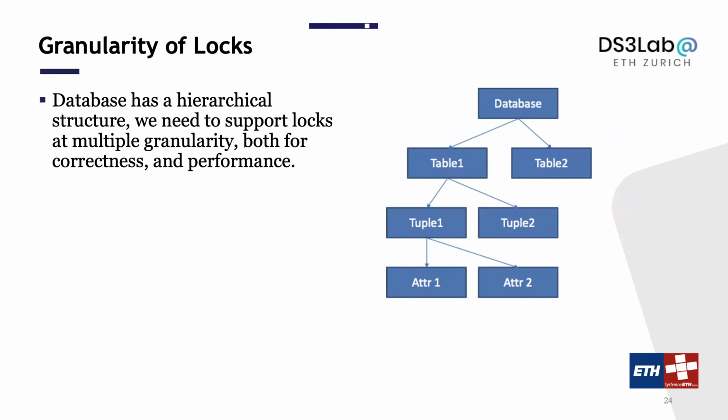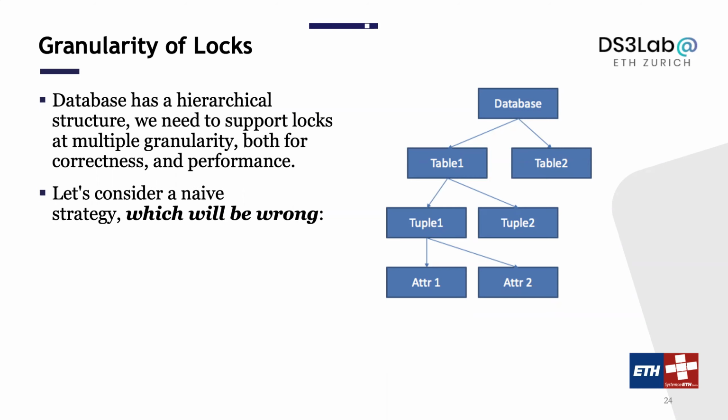So a database has a very natural hierarchical structure. This is just one example. At the root, you have the whole database. Then you have different tables. Each table has different tuples. Each tuple has a collection of attributes. So a database has this very natural hierarchical structure. Whenever we are designing our lock manager, we also want to support locks at multiple granularities, both for correctness and for performance. So how can we do that?